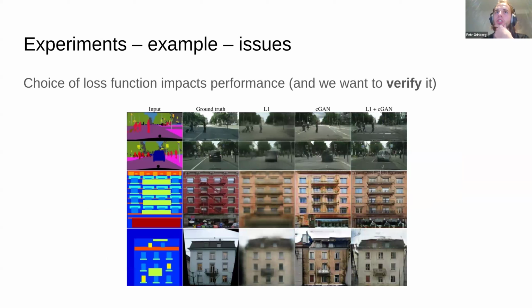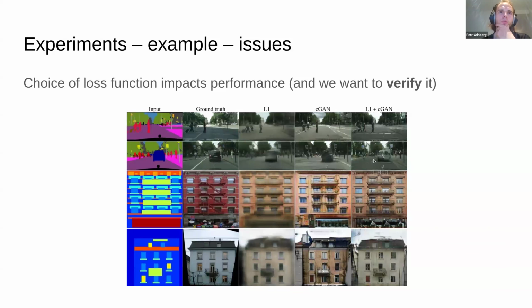Also, we may want to test different losses. For example, in the paper, they showed that if you use L1 loss, your output is not so good. If you use another loss called cGAN, it will be better. But if you use two losses combined, it will be even better.